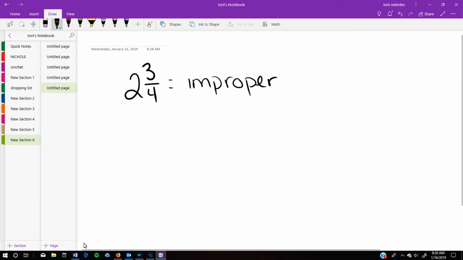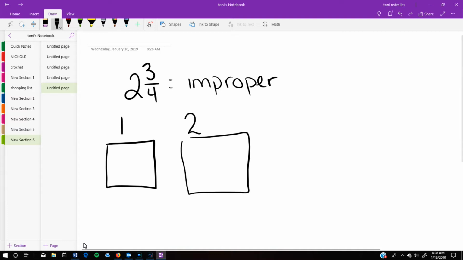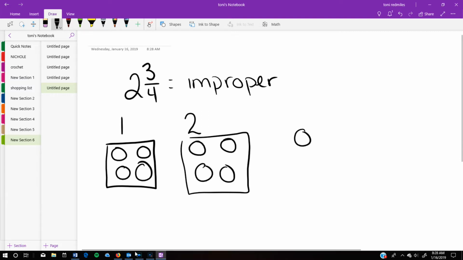Alright, so what I need to do is figure out how many cookies. Well, I have 2 bags of cookies, and in each bag I have 4 cookies, because 4 cookies make a bag. Plus I have 3 left over that don't make a bag. So I'm going to add up all my cookies.